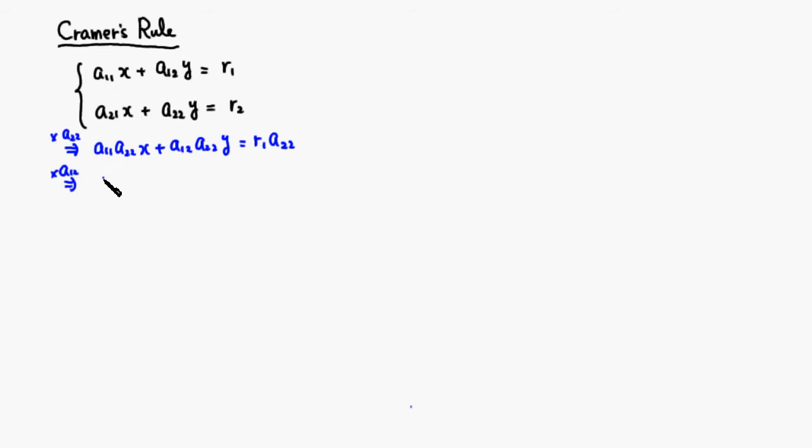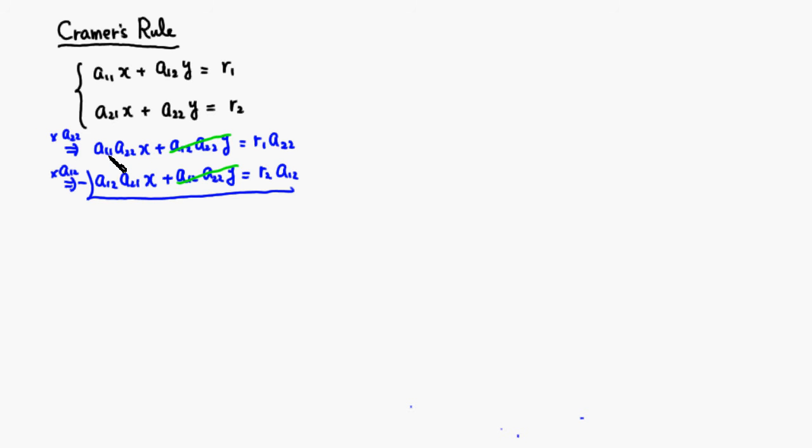So you get a12 times a21x plus a12 times a22y is equal to r2 a12. Then we can go through a subtraction. The reason I want to do a subtraction here is that since this term and that term are exactly the same, when you do a subtraction it's going to be canceled out.